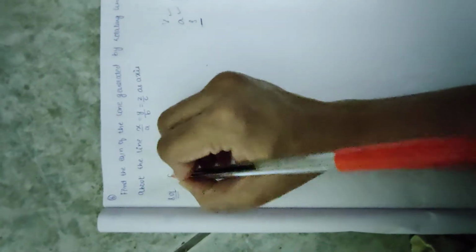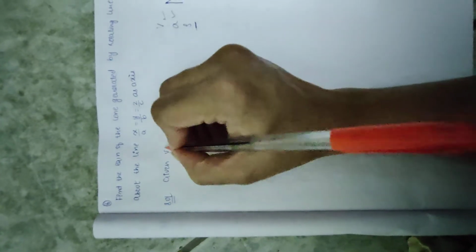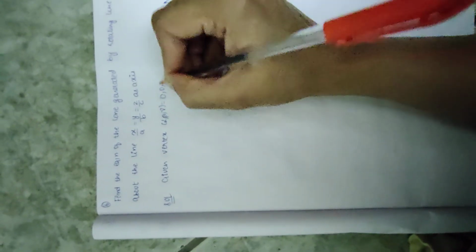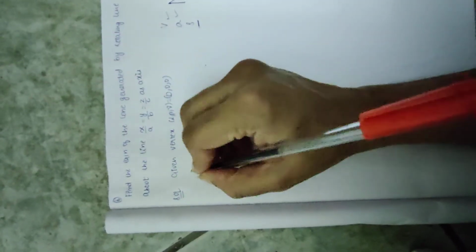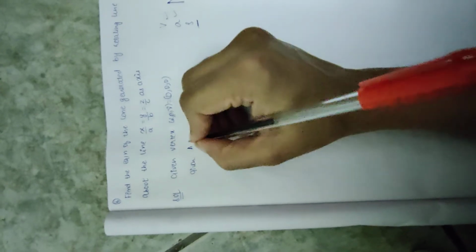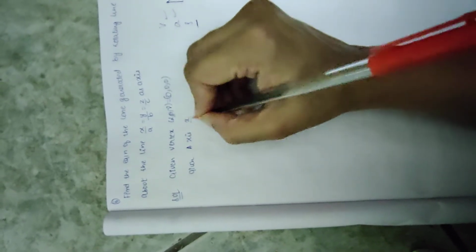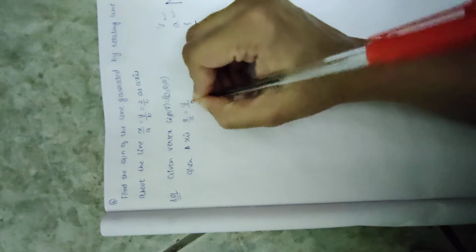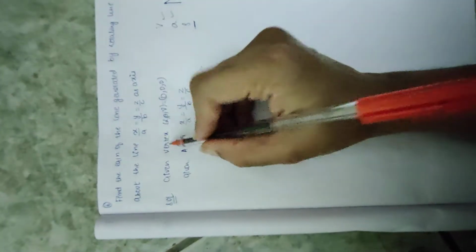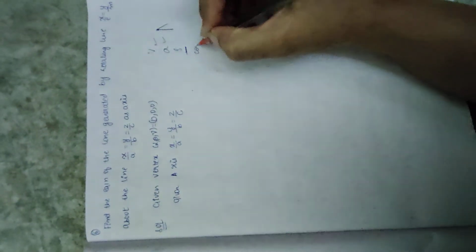We'll write down what is given to us. Given: the vertex, which is always denoted by alpha, beta, gamma, is 0, 0 and 0. The given axis is x by a equals y by b equals z by c. So I got the vertex and I got the axis. Now I have to construct my semi-vertical angle. The semi-vertical angle is theta, and I'm going to construct it by using the cos theta formula.